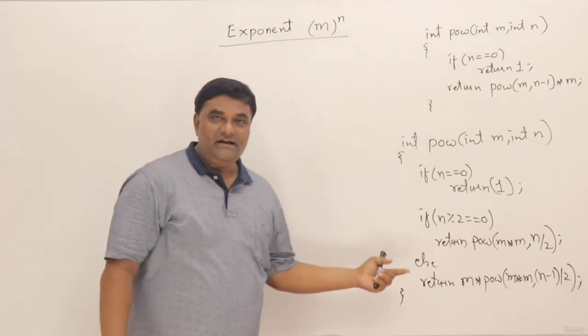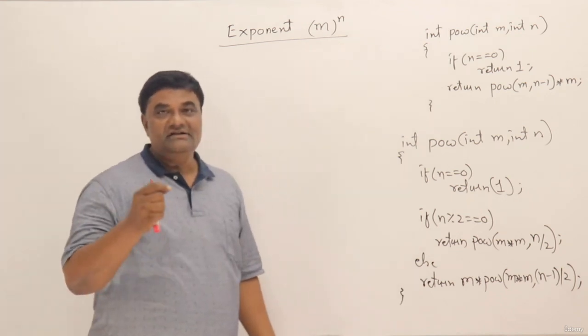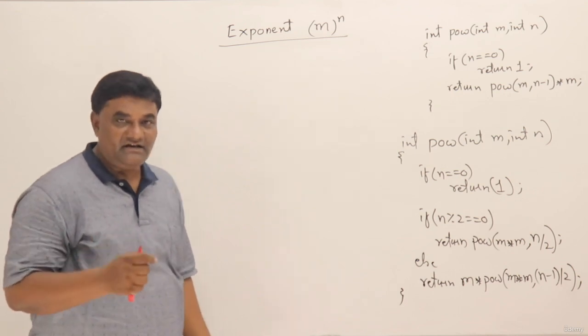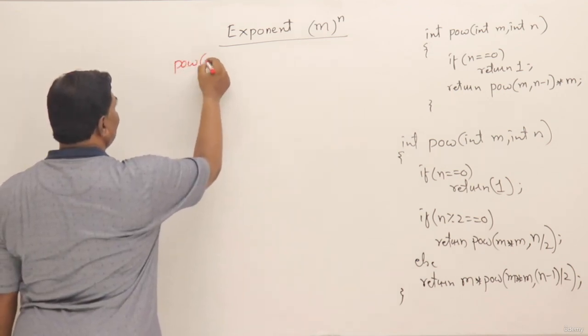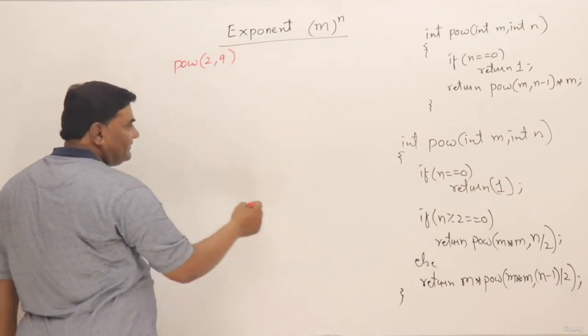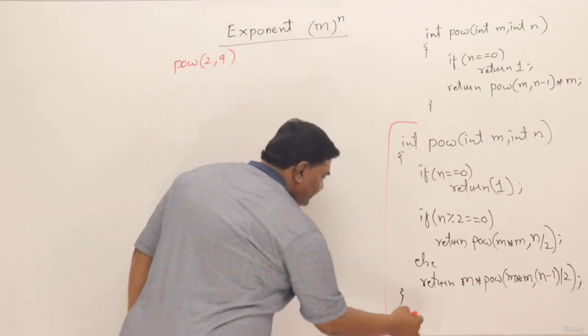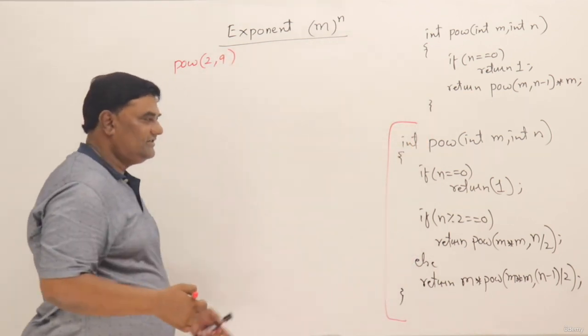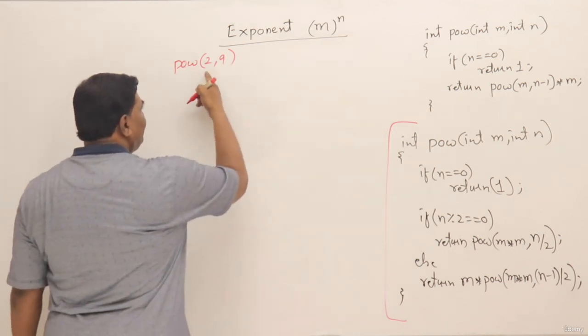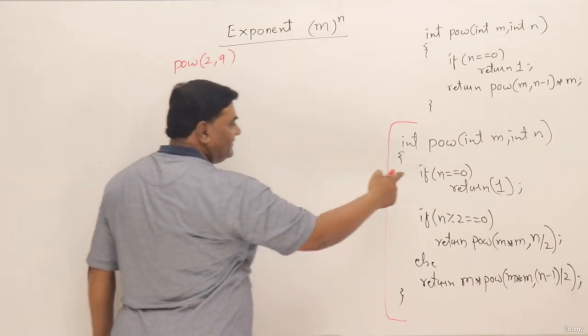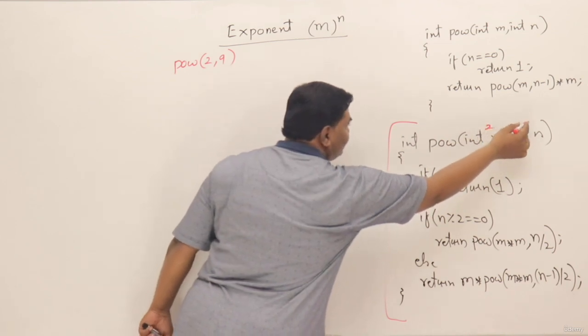So let us take an example and trace this function and see in how many multiplications we can get the answer. So I'll take the same example, that is power of 2, 9. So we are looking at this function. This is a new version of the function which has a smaller number of multiplications. So let us try this. Power of 2, 9. This is 2 and this is 9.